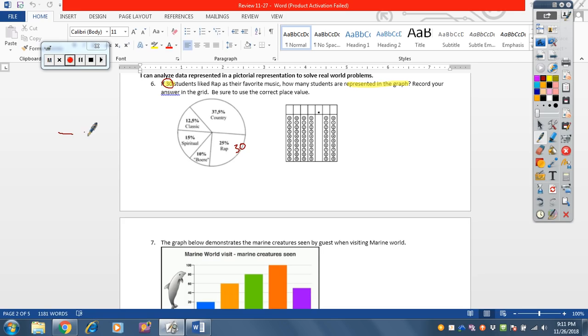Whenever you see a pie chart, it's almost always percents, so it's almost always a proportion. And percent proportions always have a 100. Now we know that rap is 30%, or I'm sorry, I already made a mistake. We know that rap is 25%, and we know that rap is equal to 30 people. We're looking for X.